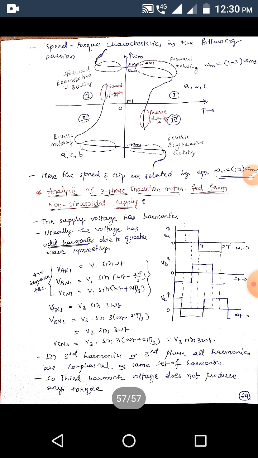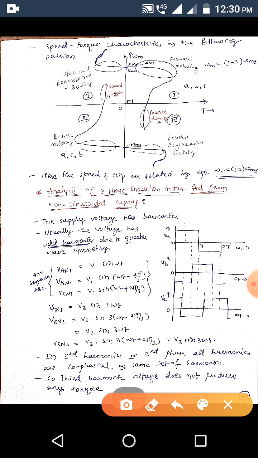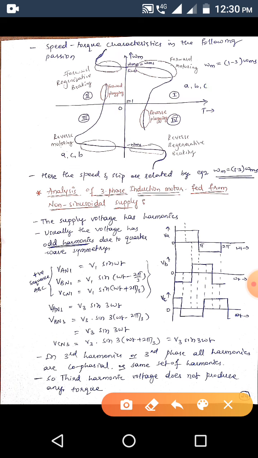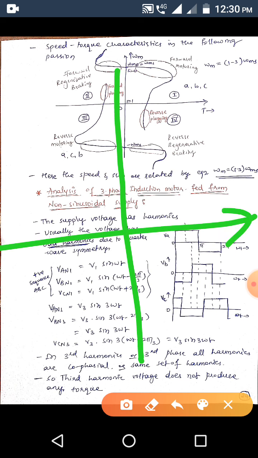Okay, so then let us draw this. X-axis is the torque, y-axis is the speed here. So we can draw the speed torque characteristics in this following fashion. I will draw, you can look here, so same drawing I have drawn here.